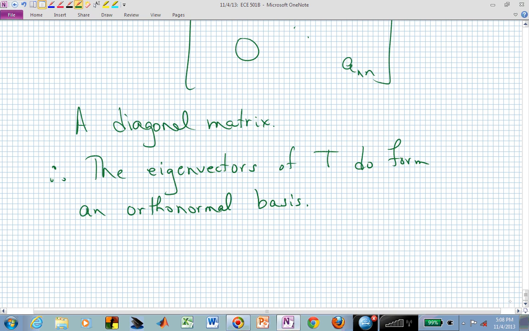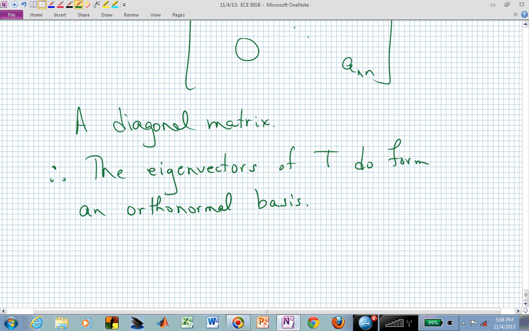So there's our complex spectral theorem. What did that say? That said if we had an operator T that was normal, we can essentially diagonalize the matrix, or diagonalize the matrix representation of that linear map.